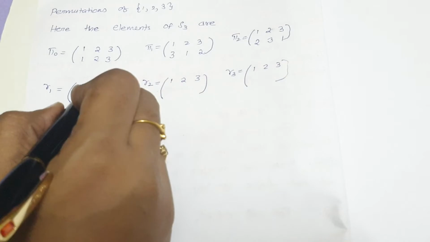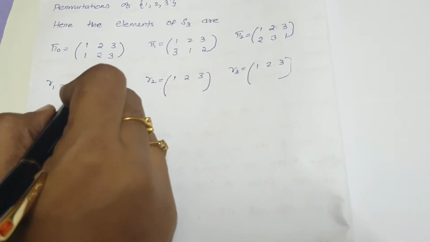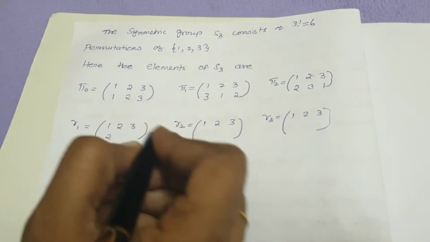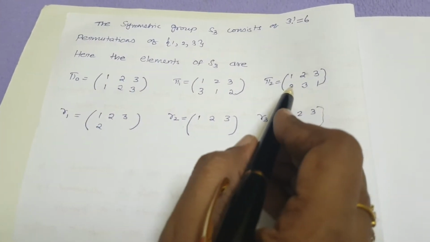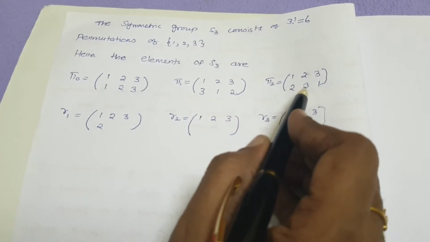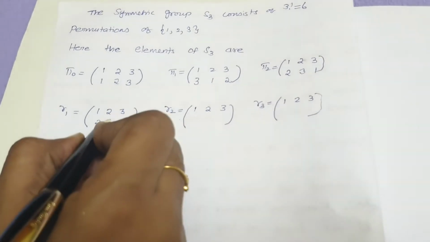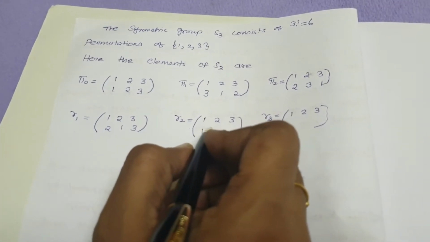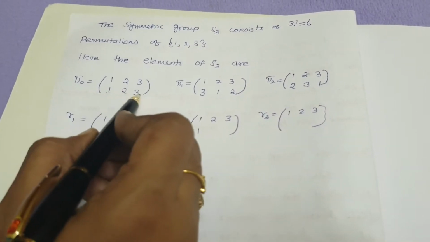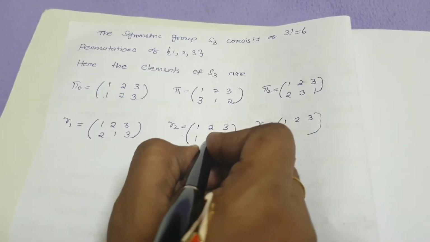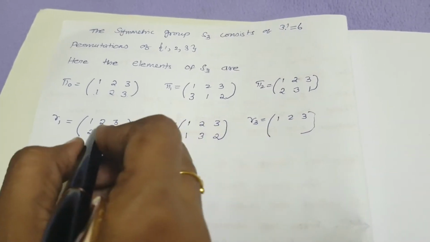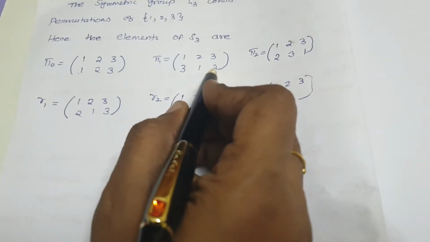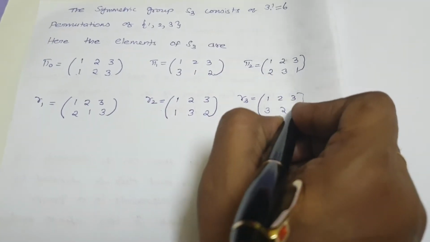So in R1, if you fix 2 as the first element, the combination 3, 1 is already done, so the other combination is 1, 3. In R2, if you fix 1 as the first element, the combination 2, 3 is already done, therefore you consider 3, 2. So the remaining one is 3 only, in 3, 1, 2 combination finished. So here you fix 2, 1.